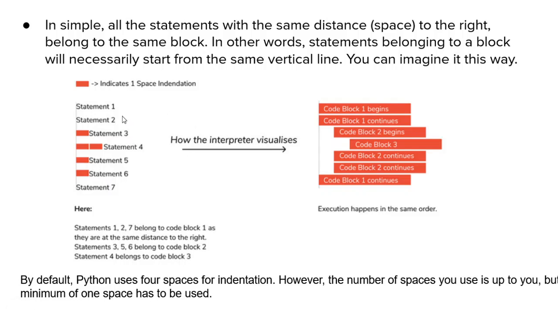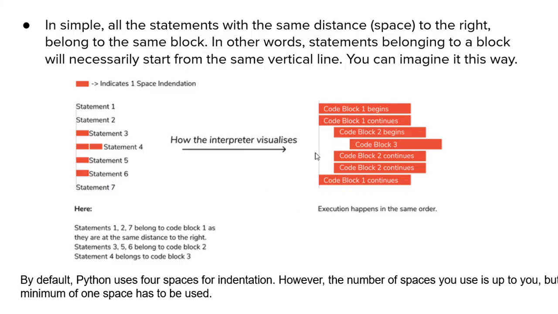So statements 1, 2 and 7 follow the same vertical line, are at the same distance to the right side, follow the same indentation and belong to code block 1. Statements 3, 5 and 6 belong to code block 2 and statement 4 belongs to code block 3. This is how the interpreter visualizes the code while running it, and execution happens in the same order.